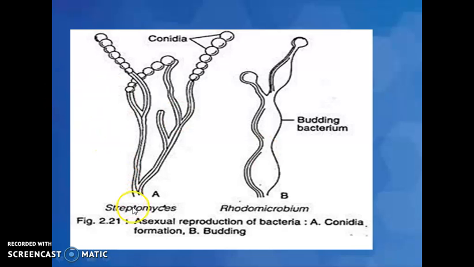So this is the picture of the Streptomyces. This portion is called the conidia, and this is called what? The conidiophore. This part gets detached from the mother cell, and when it reaches a new substratum, it results in the formation of a new mycelium. The conidia and this stalk together are called the conidiophore. This is the type of reproduction taking place in Streptomyces, conidia formation.